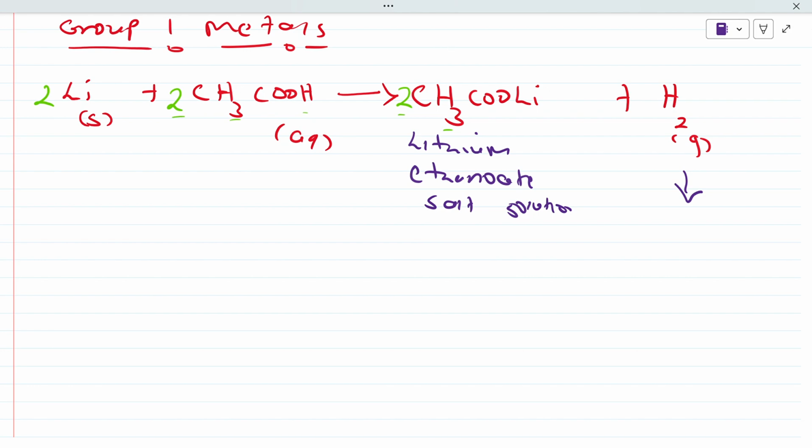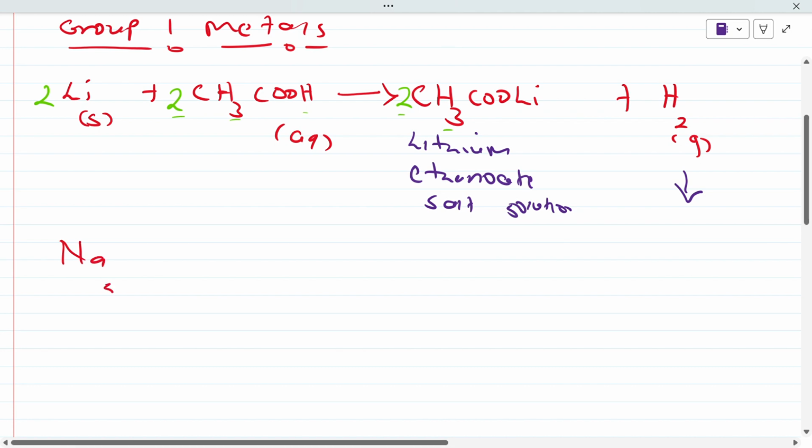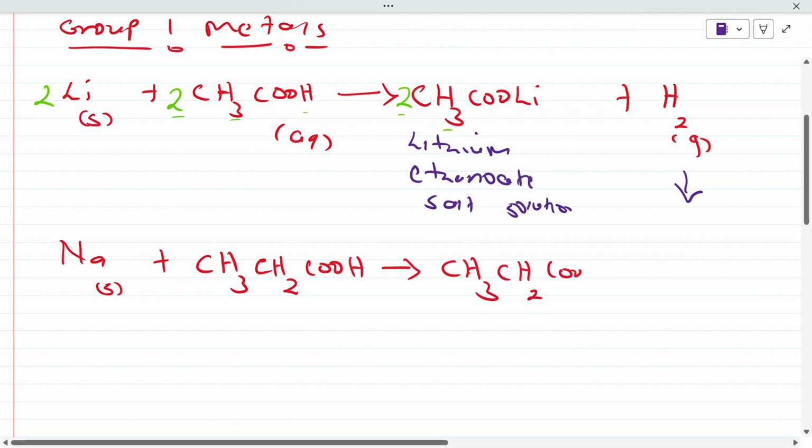In my second reaction, I'm going to use sodium. Write as many reactions as possible so that you can understand what we are dealing with here. Sodium is Na, which is a solid, plus propanoic acid. So I'm going to have CH3 CH2 COOH reacting. And that happens, I'm going to form CH3 CH2 COONa plus hydrogen gas.